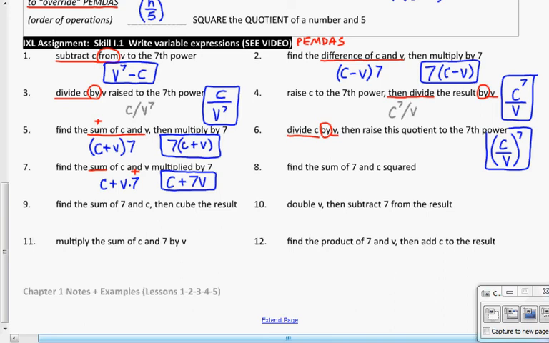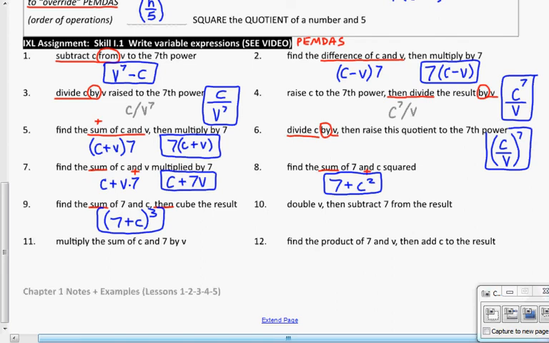Number 8, find the sum of 7 and C squared. So find the sum of 7 plus C squared. 7 plus C squared. It's a sum of 7 and C squared. All right, number 9, find the sum of 7 and C, then cube the result. If we're going to add first, this will need parentheses. So the sum of 7 and C is 7 plus C. We want to do that first, so we'll put it inside parentheses. And then we will cube the result. That means we'll raise that result to the third power.